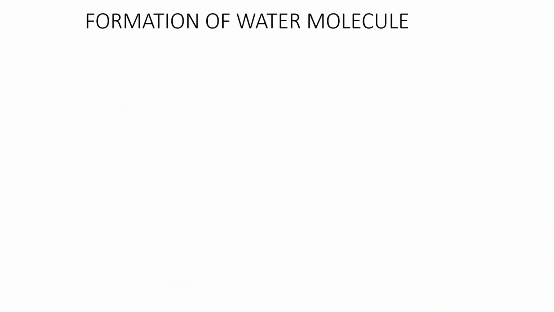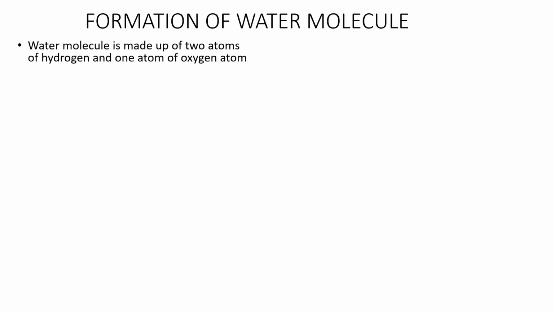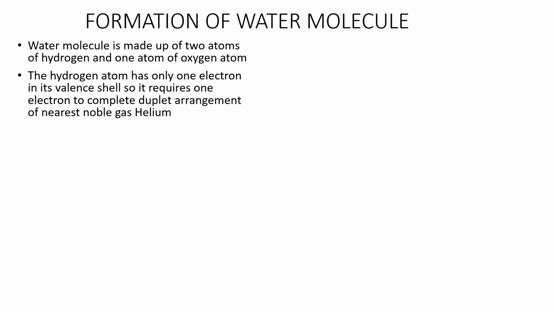Let us see about the formation of a water molecule. Now, a water molecule is made up of 2 atoms of hydrogen and 1 atom of oxygen. Now, the 2 atoms of hydrogen have 1 electron each and require 1 more electron to complete the noble gas configuration of helium in order to attain stability.